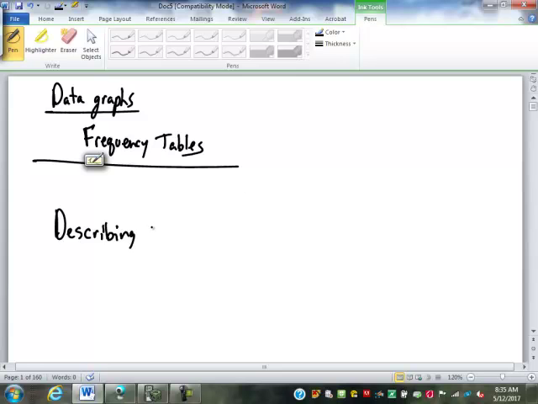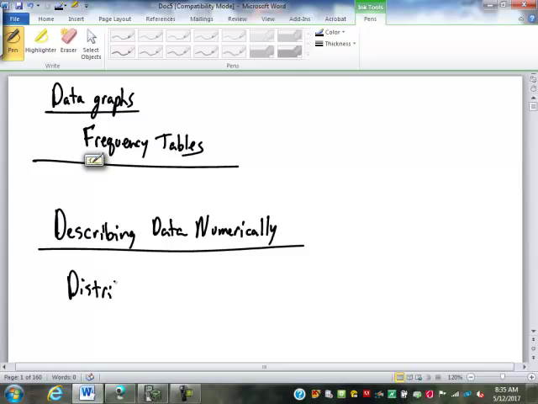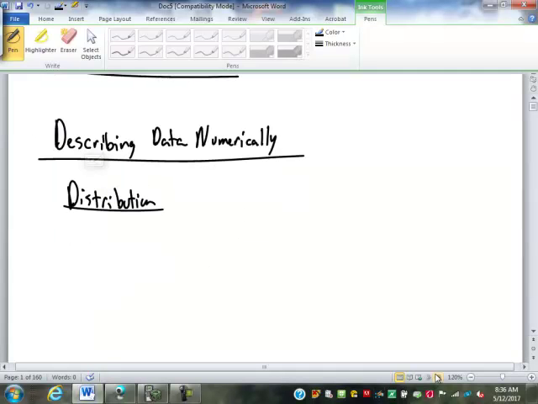And to describe data numerically, we need to understand just what it is we're talking about when we say a distribution. What a distribution is if we take all the possible values. And we are talking about summarizing numerical data for the most part. We'll talk a little bit about categorical data here. But for the most part, when we're talking about calculating, it is numerical data.